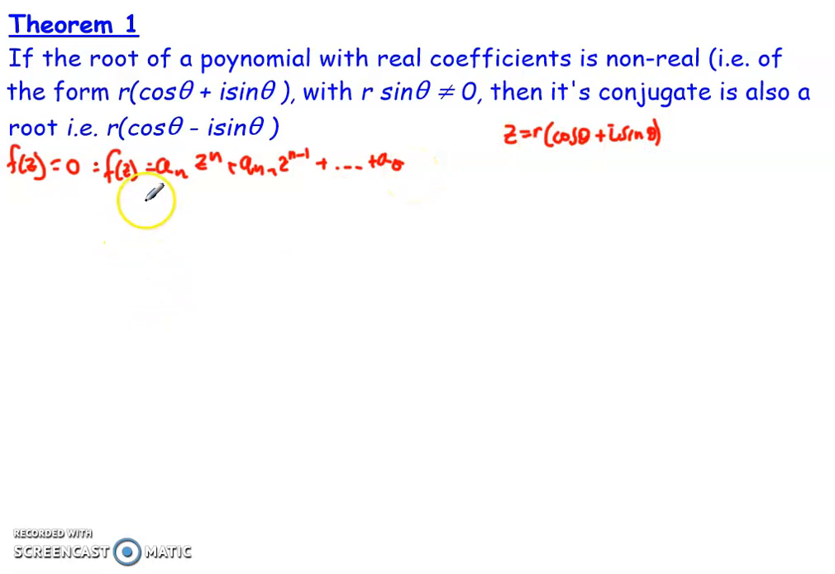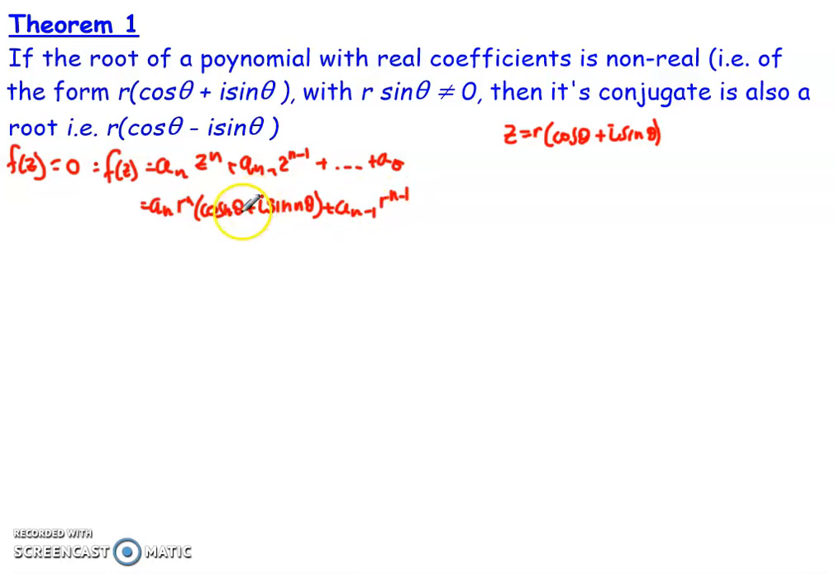So if we were to then substitute that in, we'd get a_n r^n. Now what I'm going to do is use De Moivre's theorem to simplify this, because I'll have (cos theta plus i sin theta) to the power of n. That would be able to be written as cos n theta plus i sin n theta. I'd then have plus a_(n-1) r^(n-1), and again I can use De Moivre's theorem to write this out.